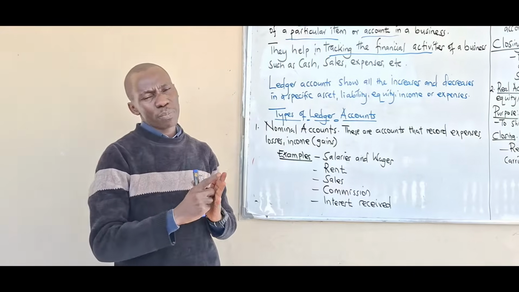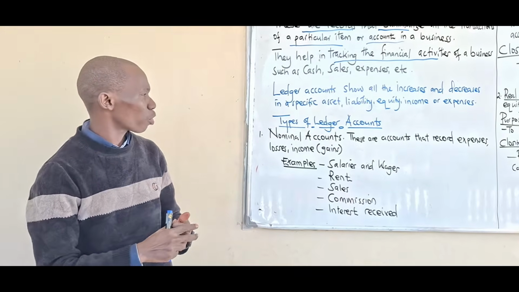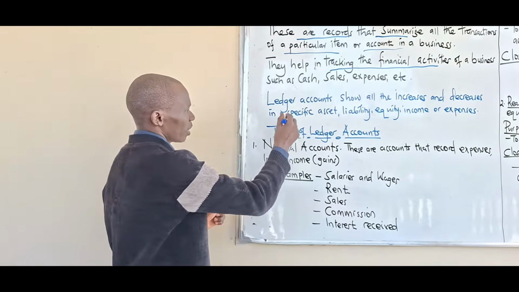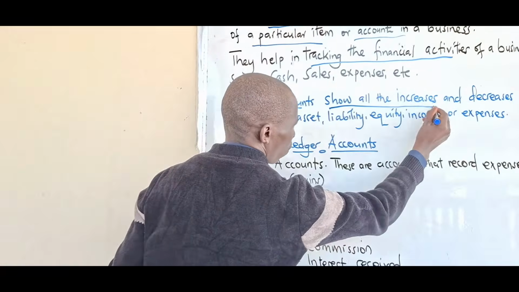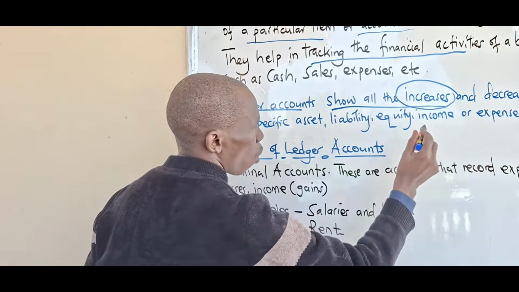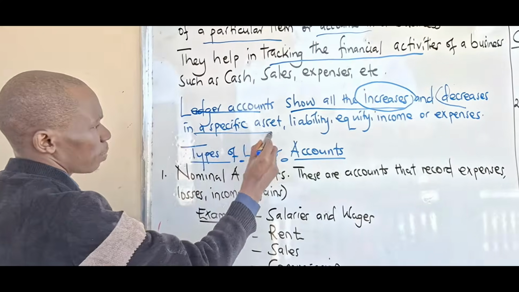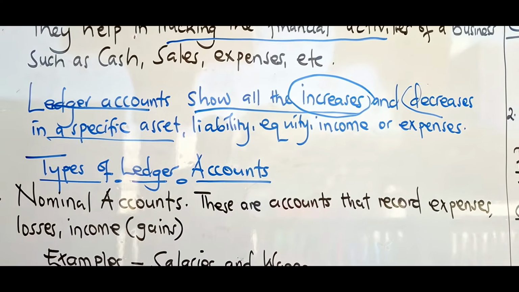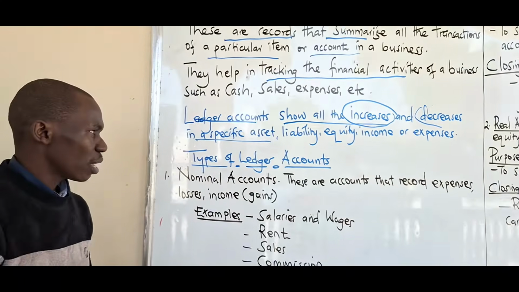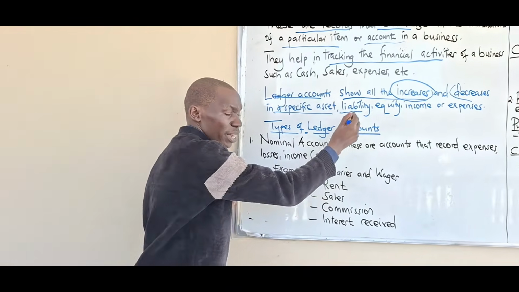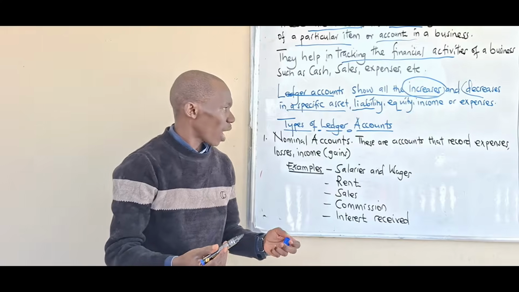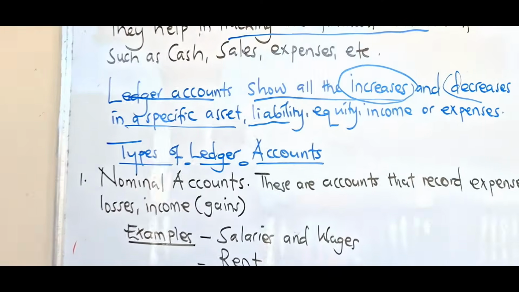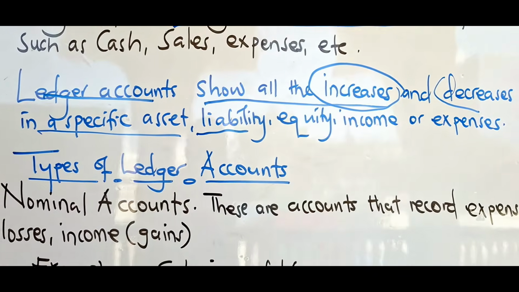Ledger accounts are so important in our accounting process, because when you look at a ledger account, they help to show any increase or decrease in a specific asset. Could be an asset is increasing, it will show us. If it is reducing, still it will show. They will show increase in liability or decrease in liability. As well, they will show the increase in income, equity, expenses.